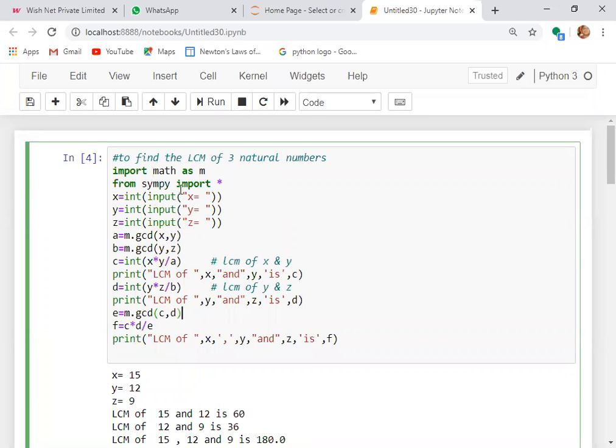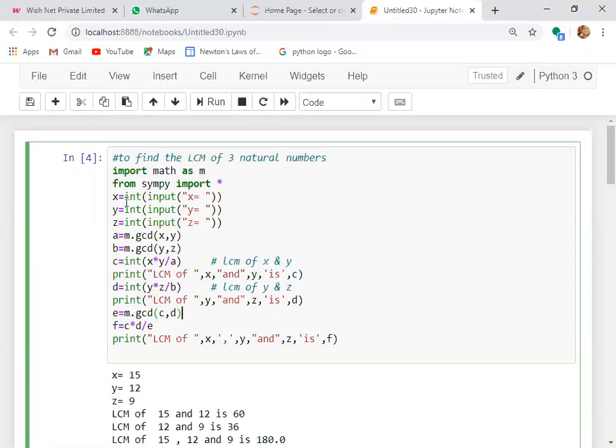Today we want to learn how to find the LCM of three natural numbers, any three natural numbers, with the help of Python programming. The natural numbers will be taken from the user. To do that, we have to import the math module and also SymPy. In this case, SymPy will not be needed. You can just import the math module as m. So we are importing the math module as m.